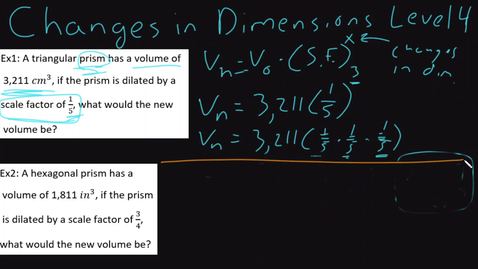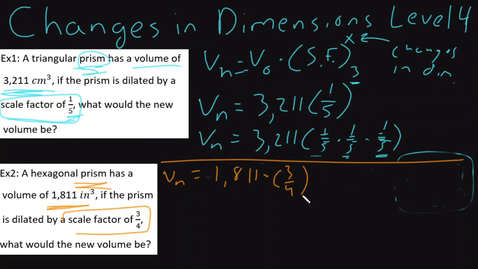Now, example 2 is the same thing. We're saying, hey, we have a prism that's being changed. They give us the volume, and it's being dilated by a scale factor of 3/4. So let's go ahead and start plugging in everything we know. We are trying to find the new volume, which means we're going to take our original volume, 1,811, and we're going to multiply that by our scale factor of 3/4 times the number of dimension changes. Once again, when you're changing a prism, you're changing all three dimensions. So we raise that to the third power.